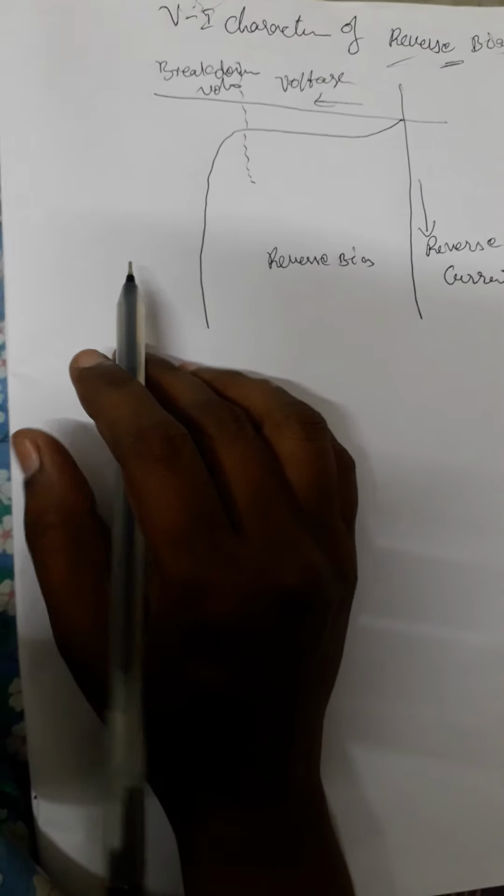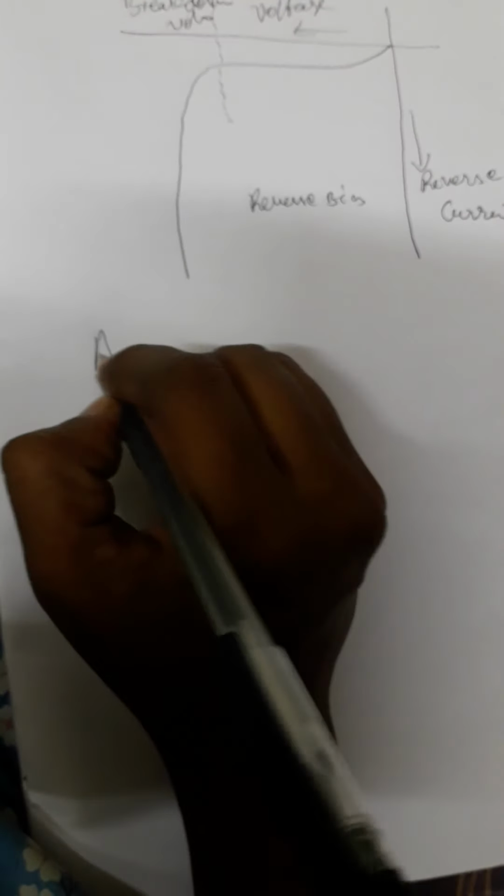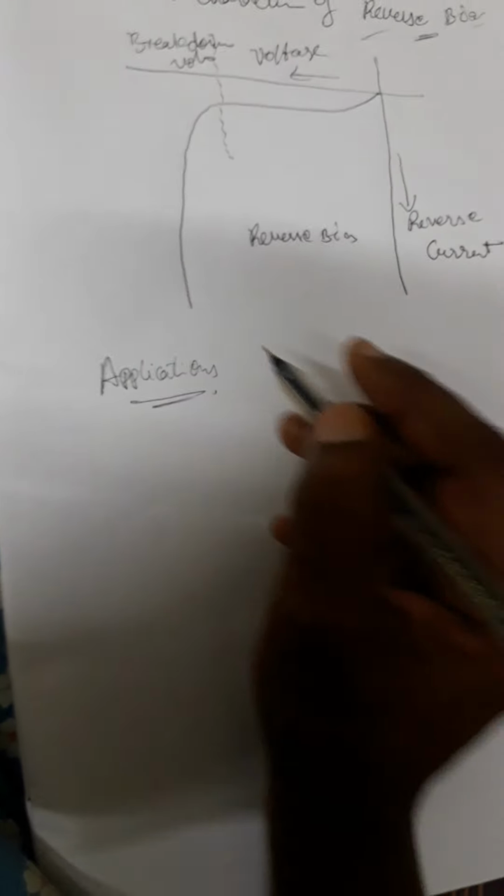Okay, next, applications of PN junction diode. What are the applications of PN junction diode? The PN junction diode has many applications. PN junction diode in the reverse biased configuration is sensitive to light from a range between 400 nanometer to 1000 nanometer, which includes visible light. Therefore, it can be used as a photodiode. So, first application is the photodiode.